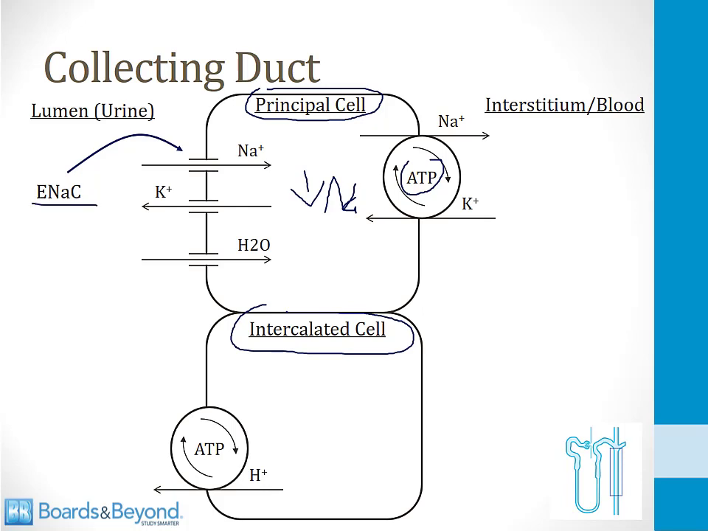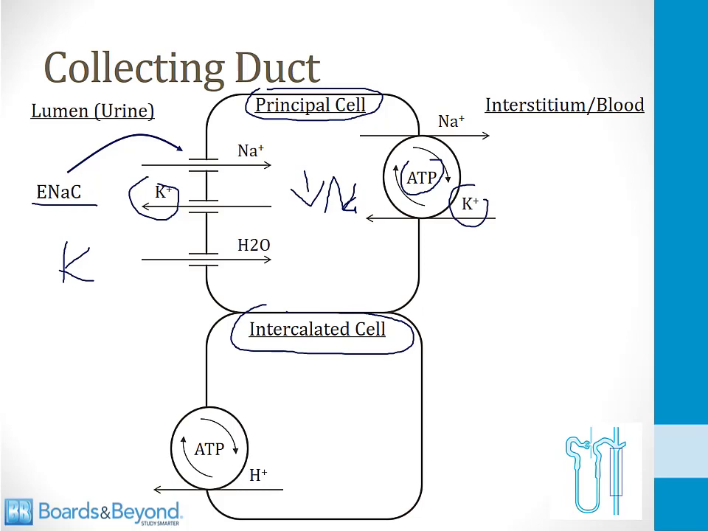ENaC stands for epithelial sodium channel, and we'll talk about later how this is an important channel because its activity is regulated by aldosterone. In addition, potassium enters the cell via the sodium pump and then can exit into the lumen via a potassium channel. And so in this manner, the collecting duct is important for the secretion of potassium in the setting of high potassium states in the body.